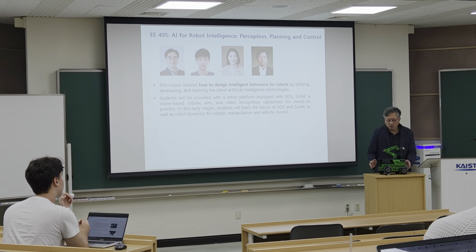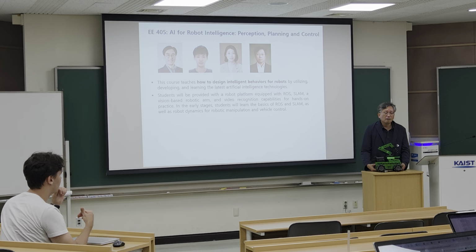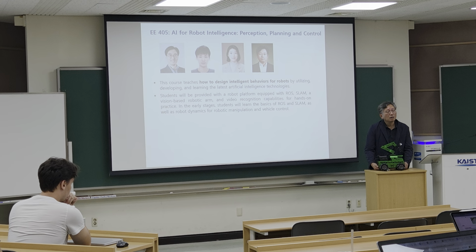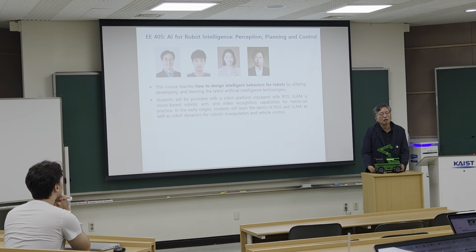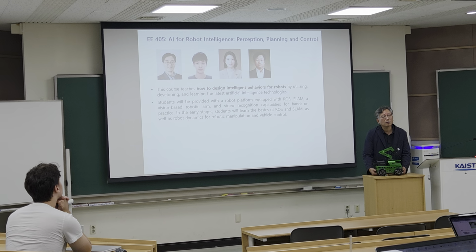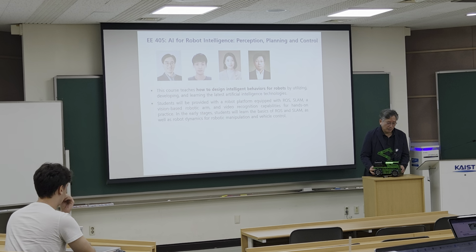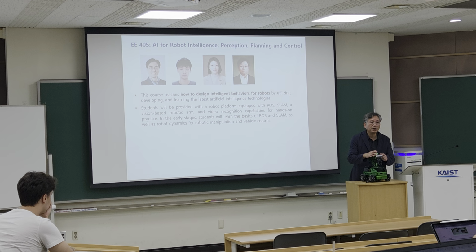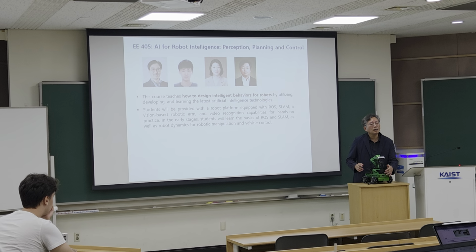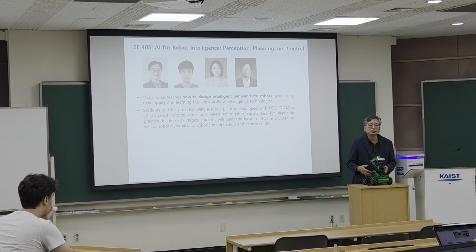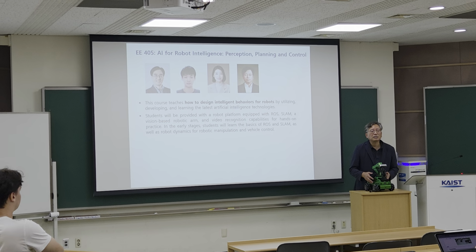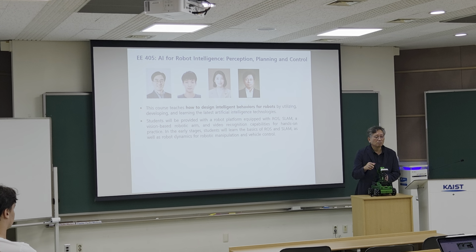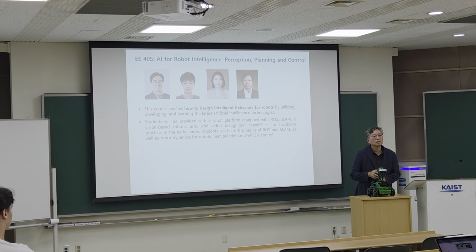Students will be provided with this. Okay, this is fairly expensive. I think it's close to $2,000. And 2.5 million won. Okay, and it has motors. It has an RGB camera. It has LiDAR. It has memory. It has CPU. And it's 5 degrees of freedom. It's got an arm to pick up things.